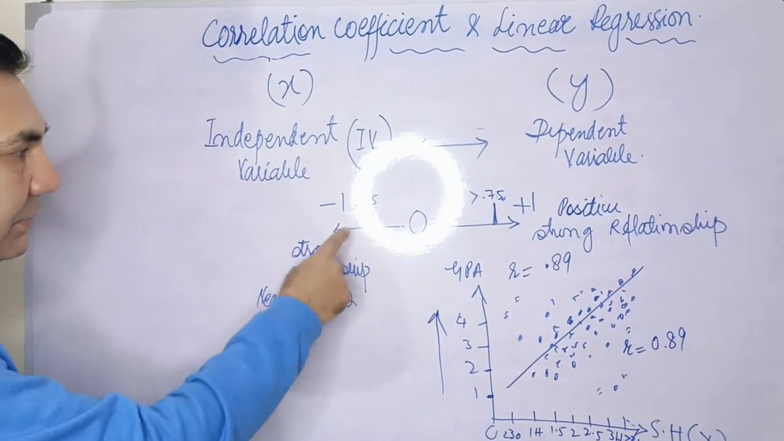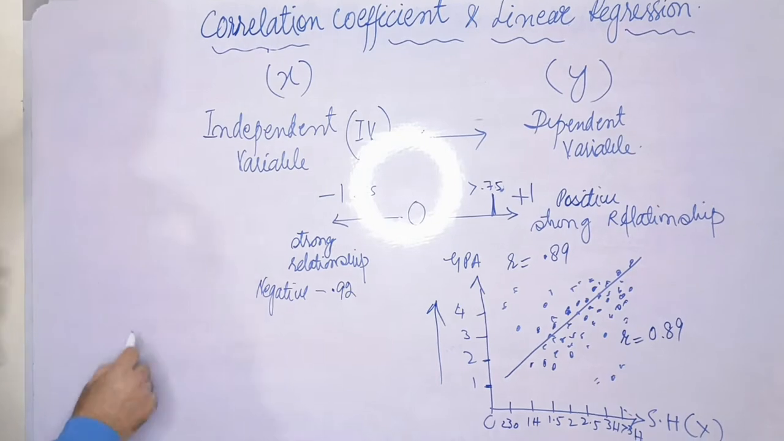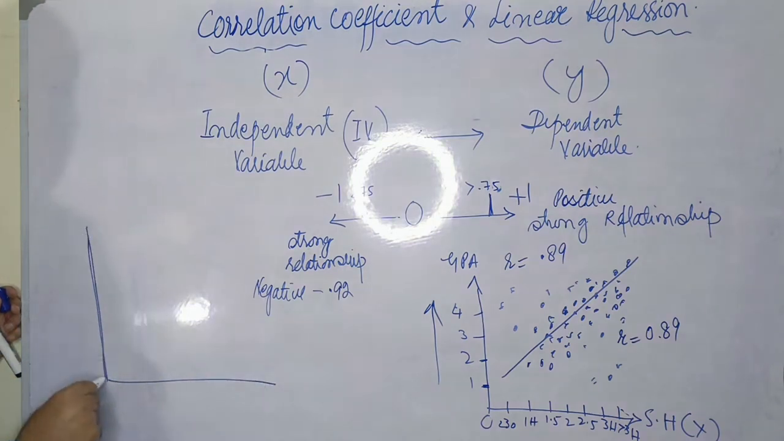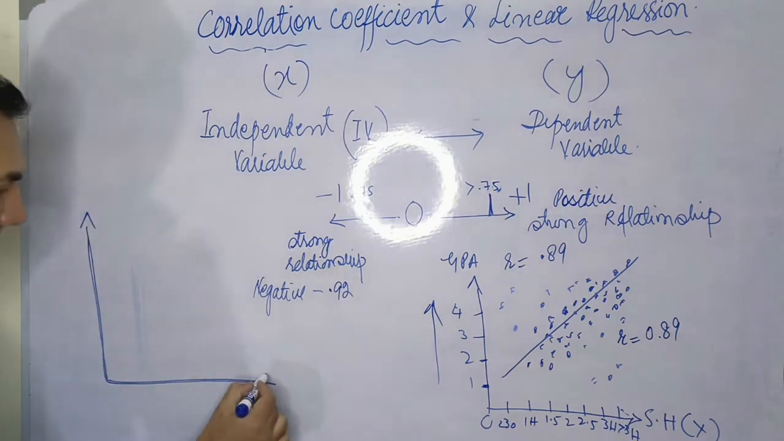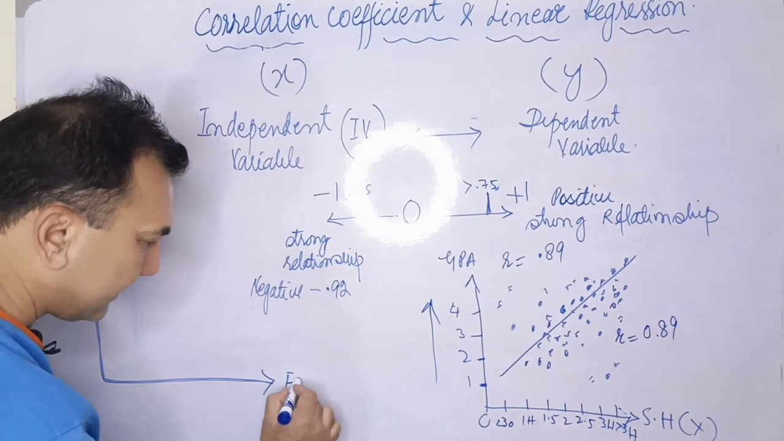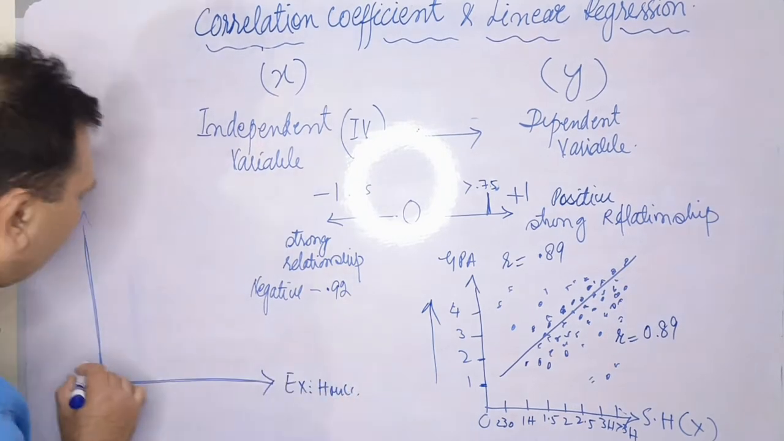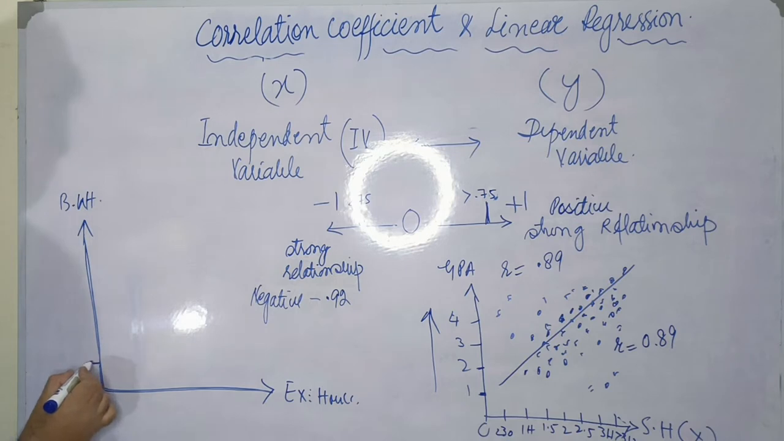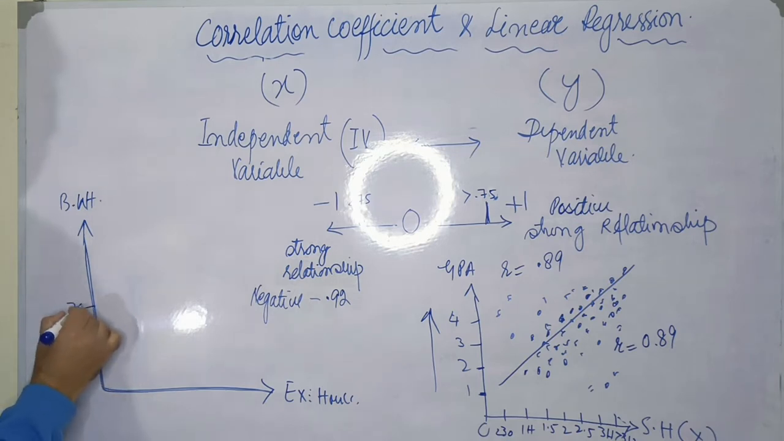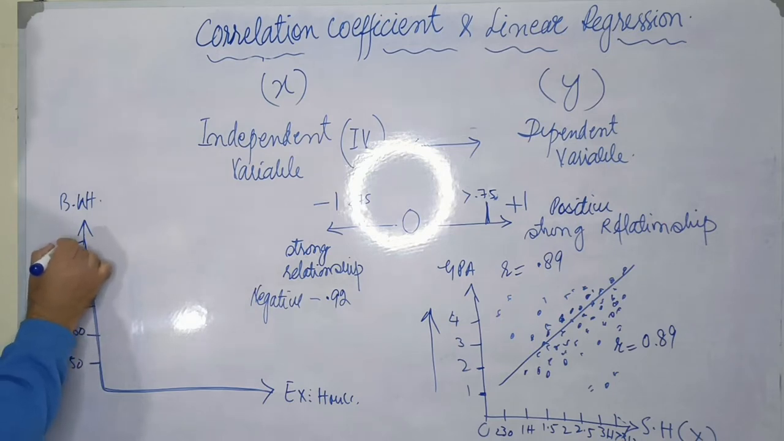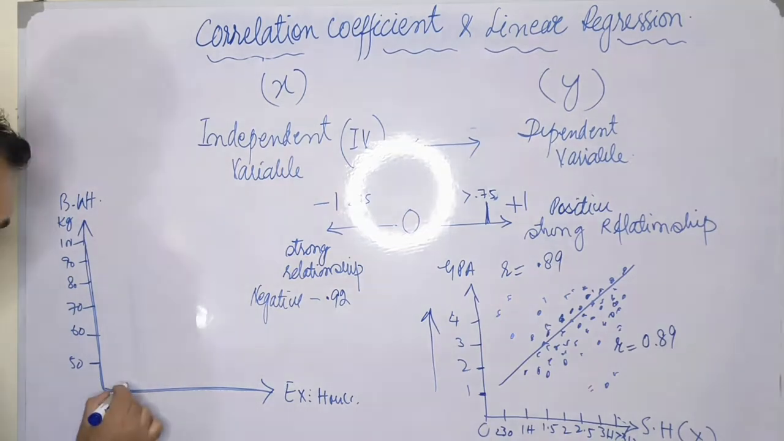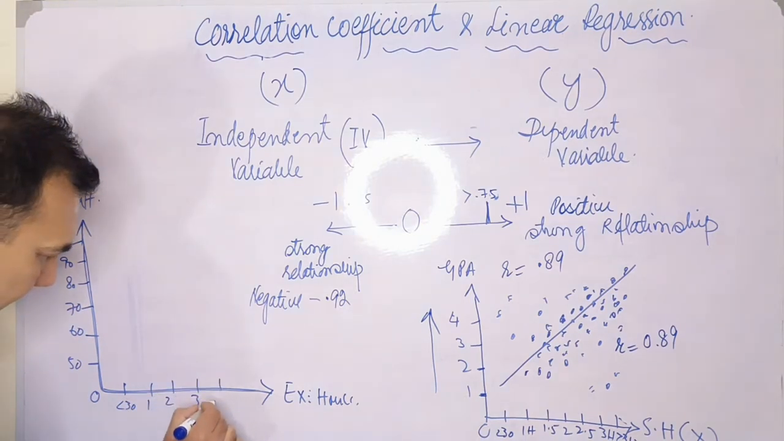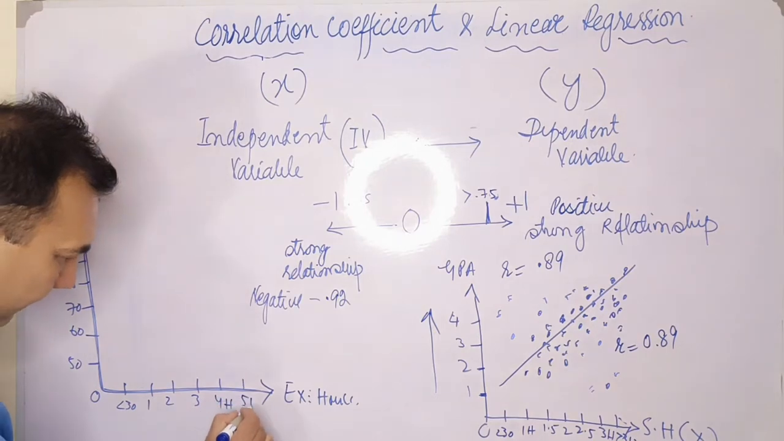Let's see the other relationship, which is called the negative relationship. Now see the other graph, which I am drawing here to clear your concept about the negative relationship. The x-axis is the exercise hours, and the y-axis is body weight in kgs: 50 kg, 60 kg, 70 kg, 80 kg, 90 kg, 100 kg. And exercise hours: 30 minutes, 1 hour, 2 hours, 3 hours, 4 hours, and 5 hours.